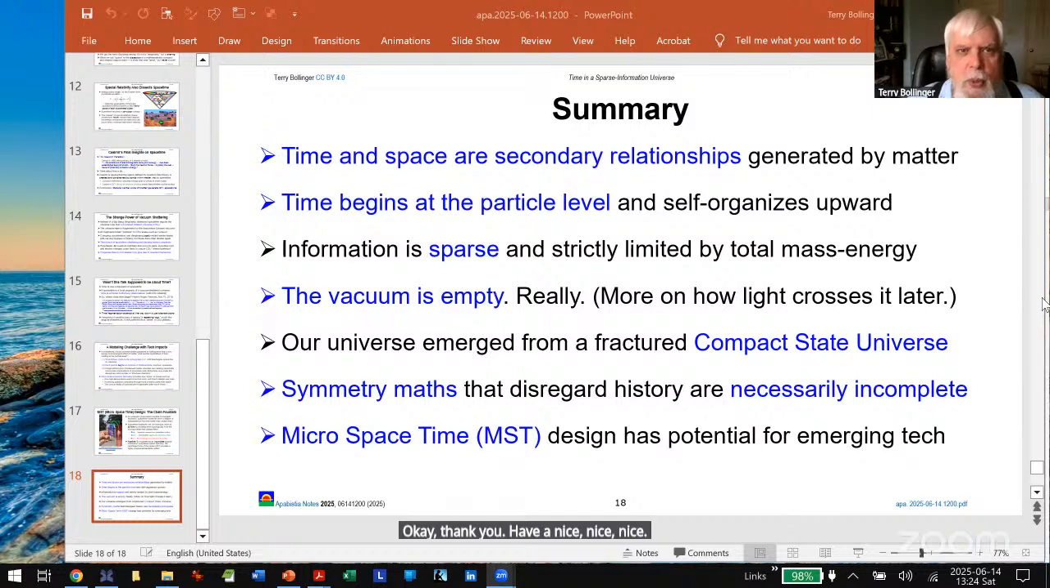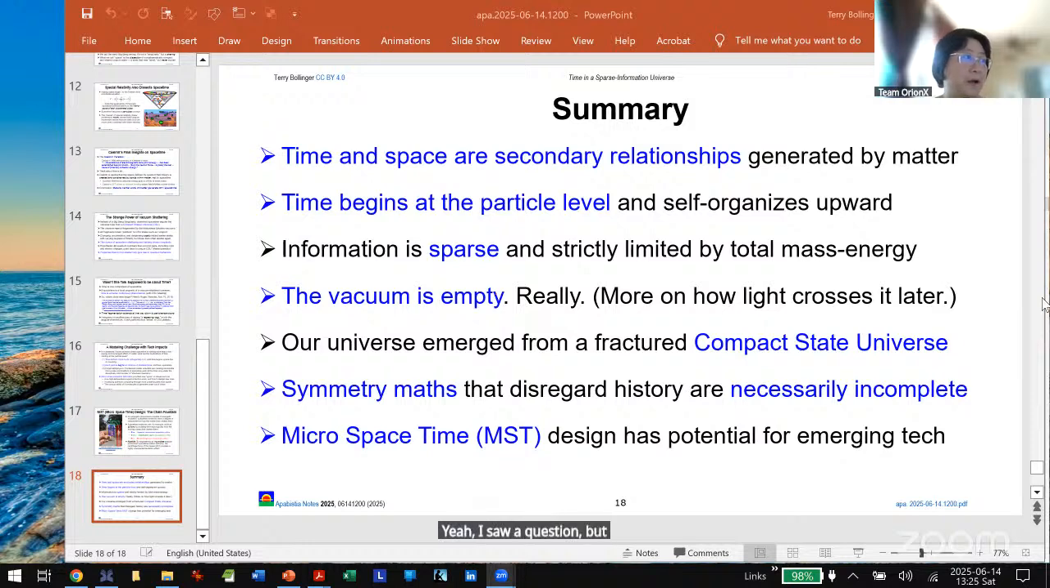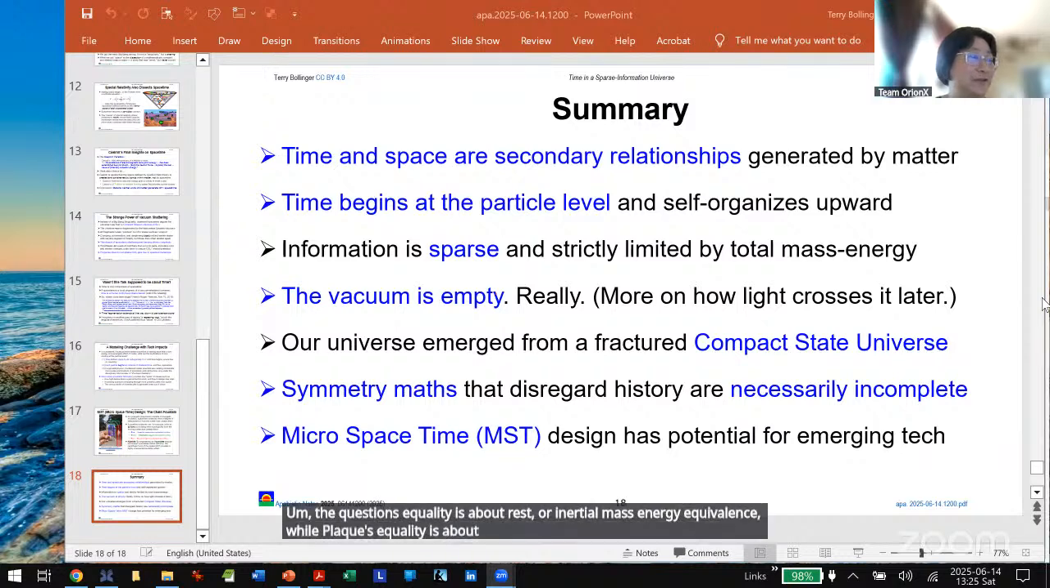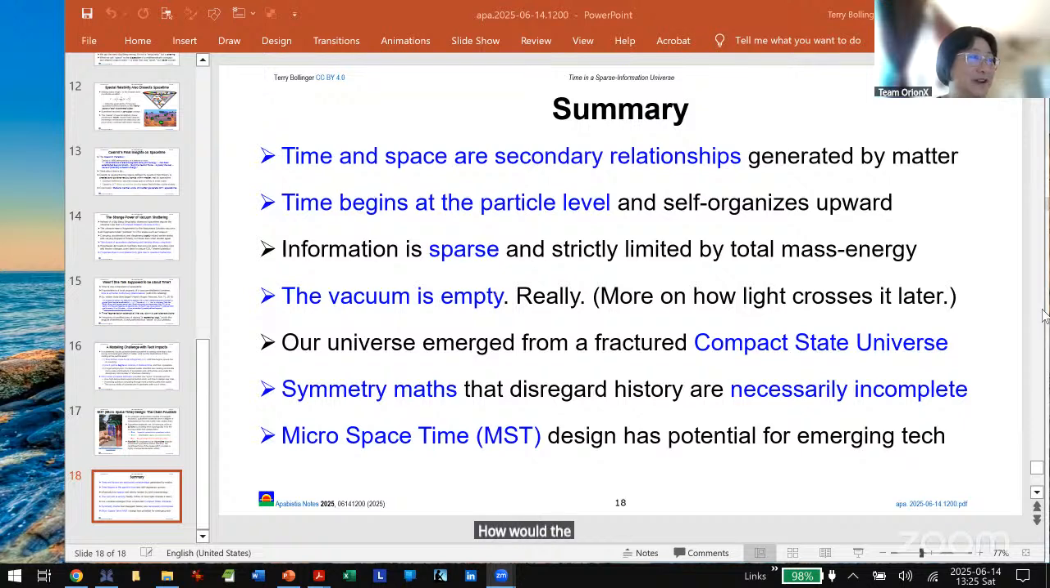Any other questions? Yeah, I saw a question, but the participants are not online right now. The question is: Einstein's equality is about rest or inertial mass energy equivalence, while Planck's equality is about massless photons' frequency. How would the two meet in the same frame of reference and be claimed to be somewhat equivalent?